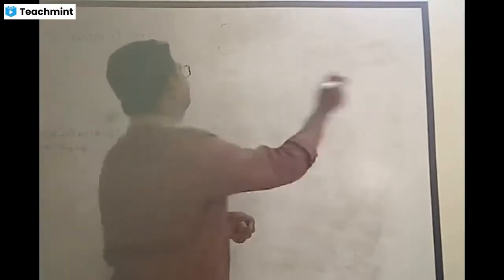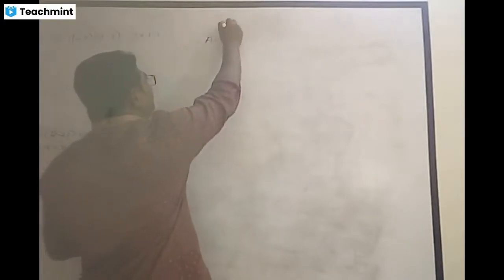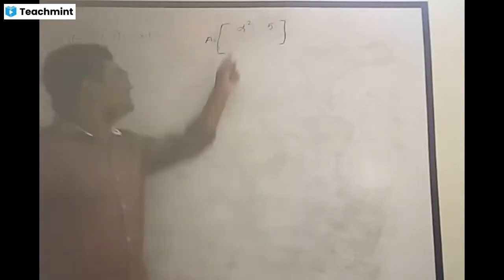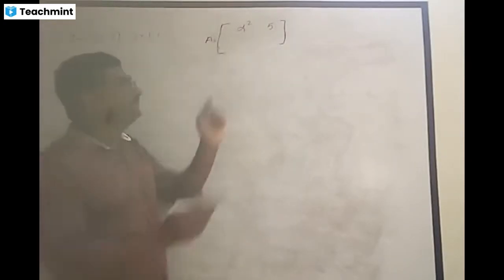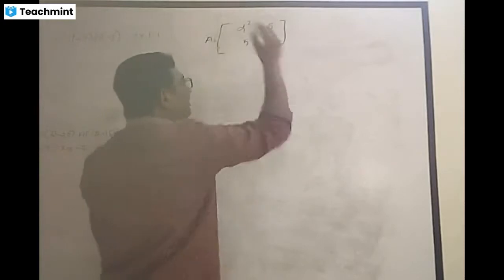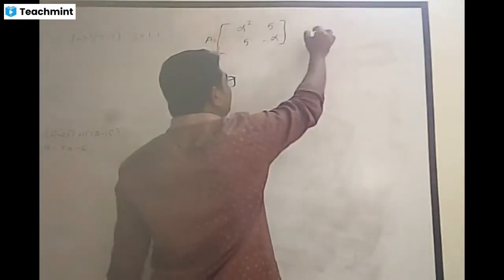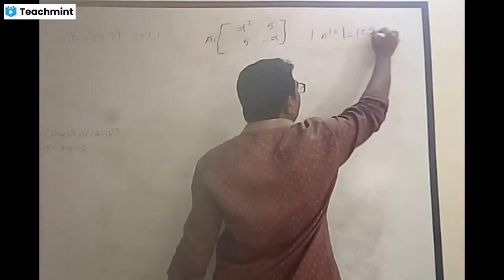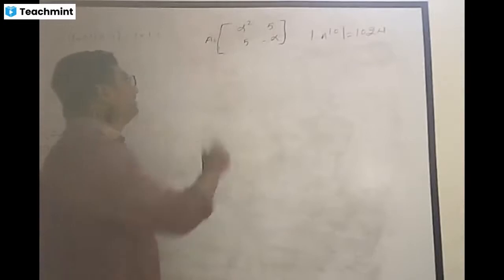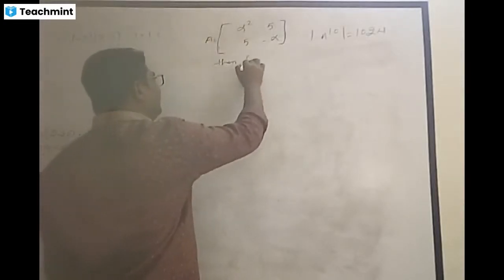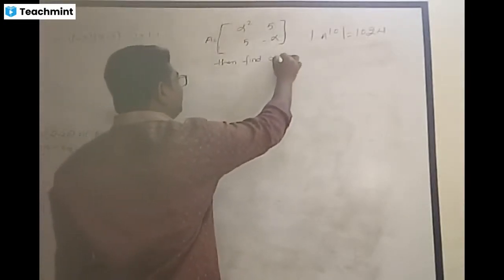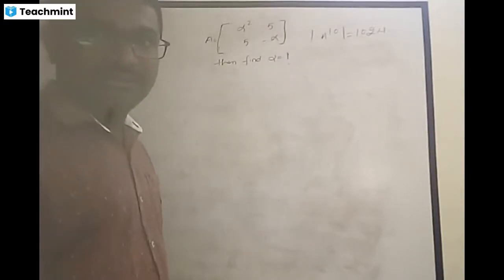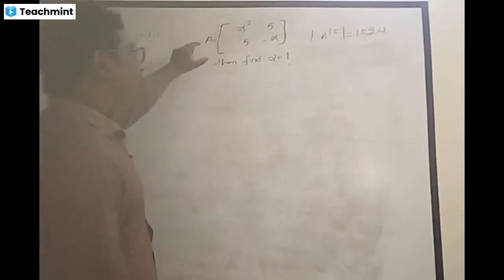I am having one problem. A equals alpha square, 5 minus alpha. It is given that A power 10 is 1024. Then find alpha. How to find it?